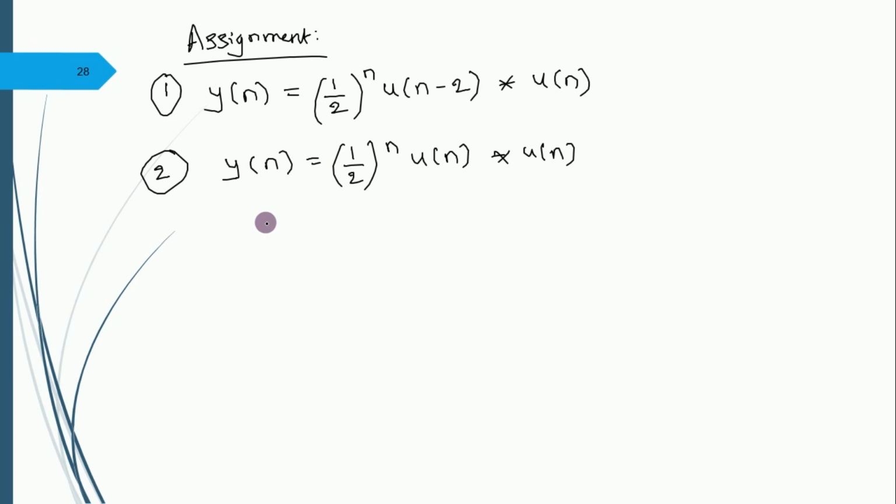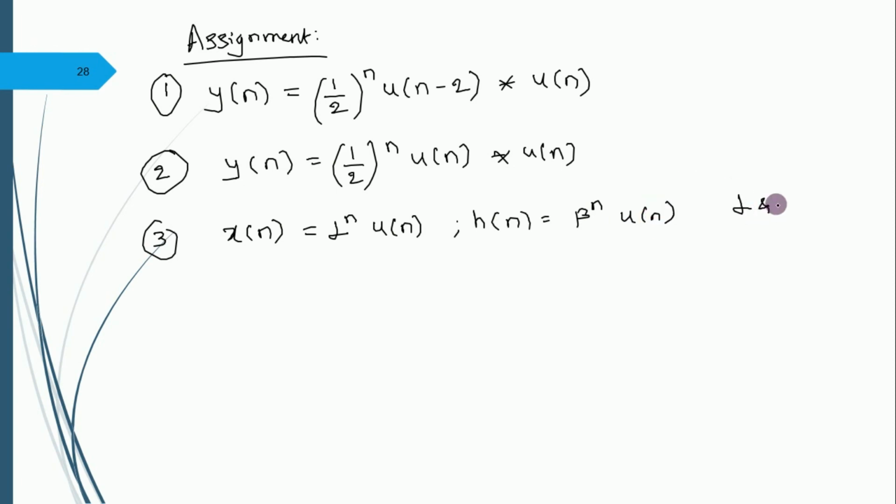Okay. So then one more example I'll take. x of n is alpha raised to n u of n, and h of n is beta raised to n u of n, where alpha and beta both are mod less than 1. Mod less than 1 means they exist in the range 0 to 1. That's the meaning. So for this, you need to compute y of n. x of n convolved with h of n gives you y of n. Compute that. That's an assignment for you.